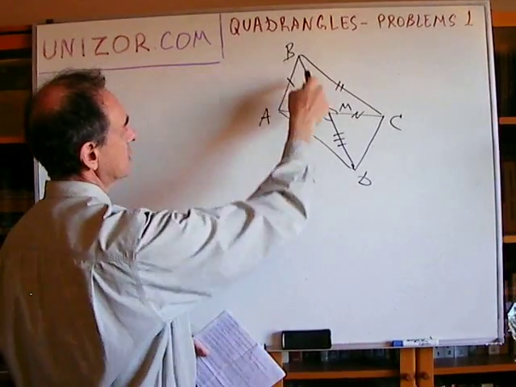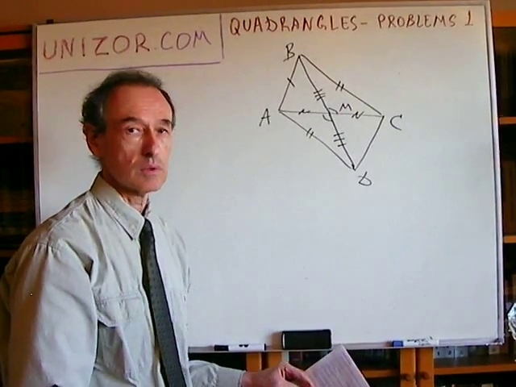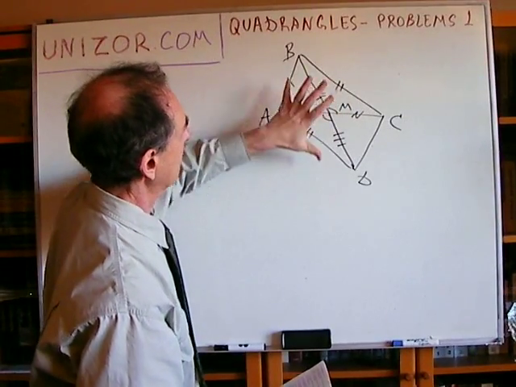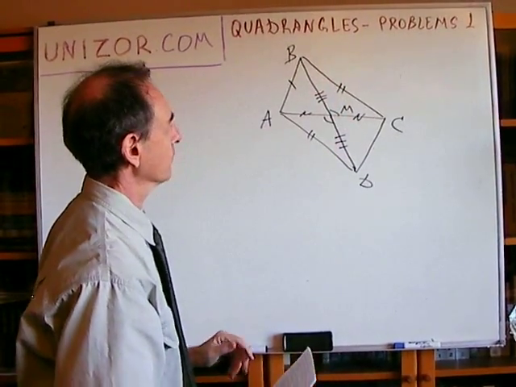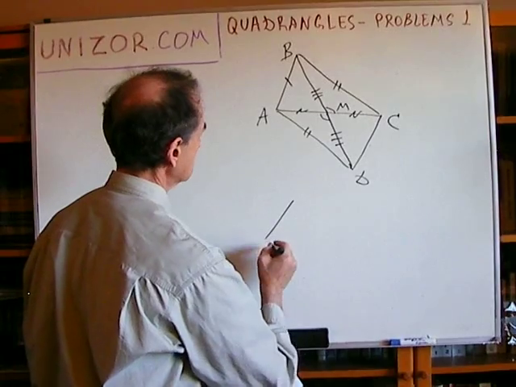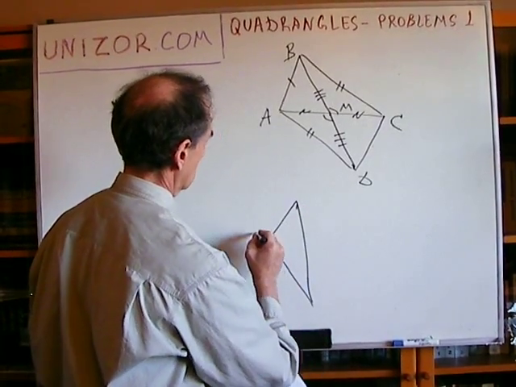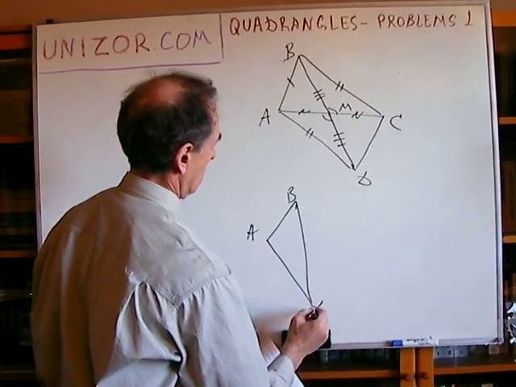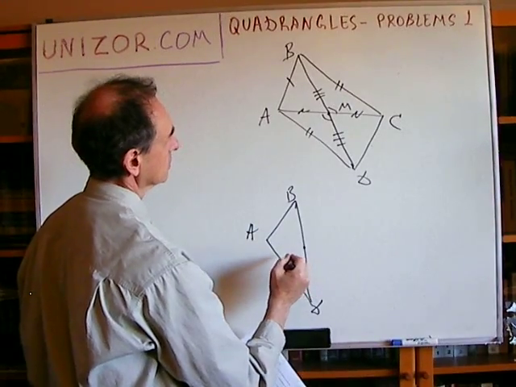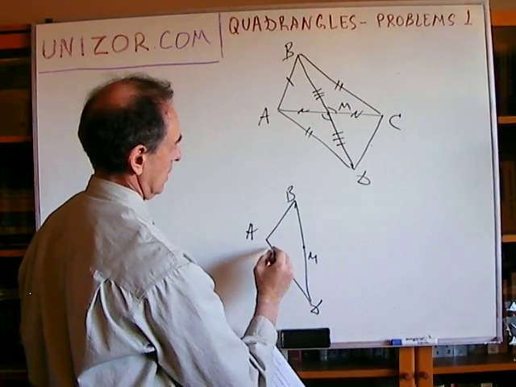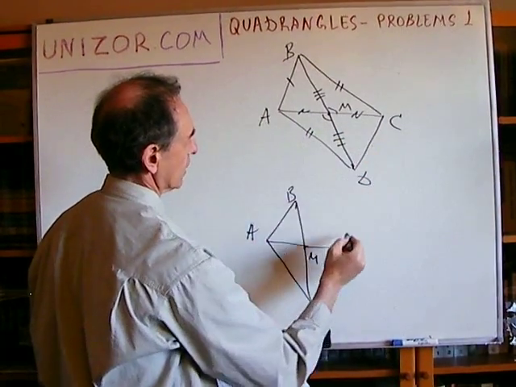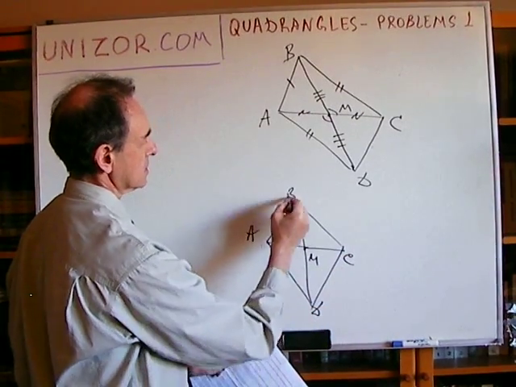So now ABD is a triangle which we know, because it has a known side equal to this one, and a known side which is double the median. So we know all three sides. So we can build ABD, and having built it, how can we get the point C? Well, first let's get M, which is the midpoint of BD. And then continue from A through M to the same distance, and that's how we get the point C. So here is our ABC.